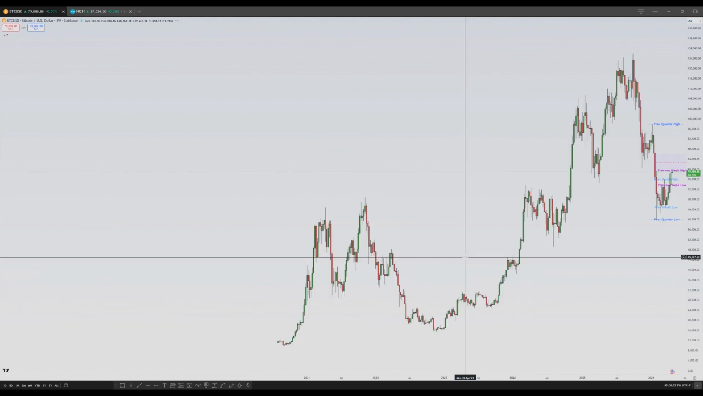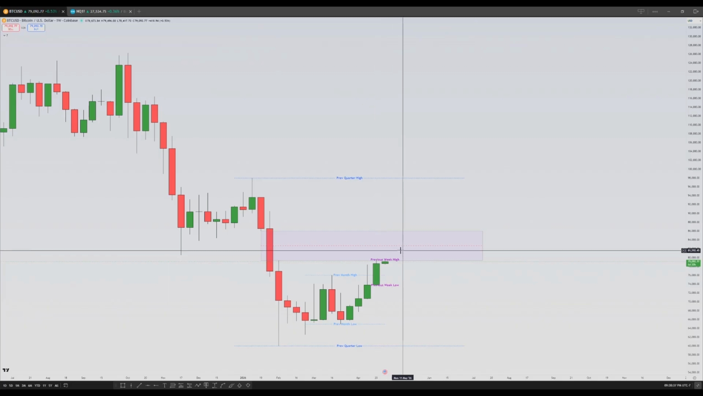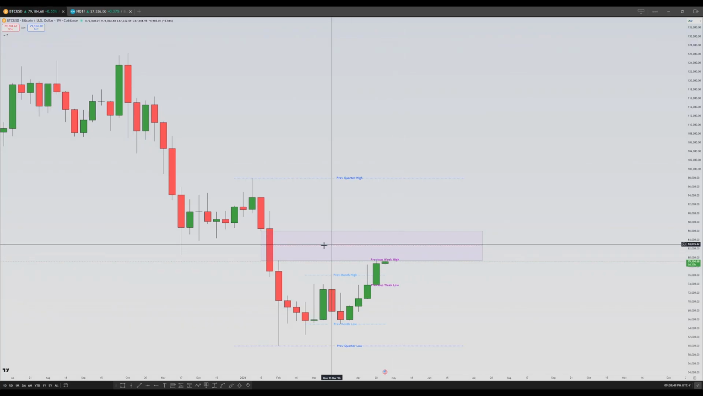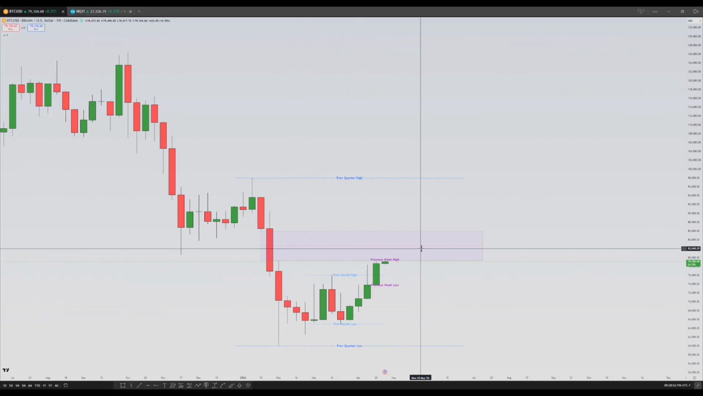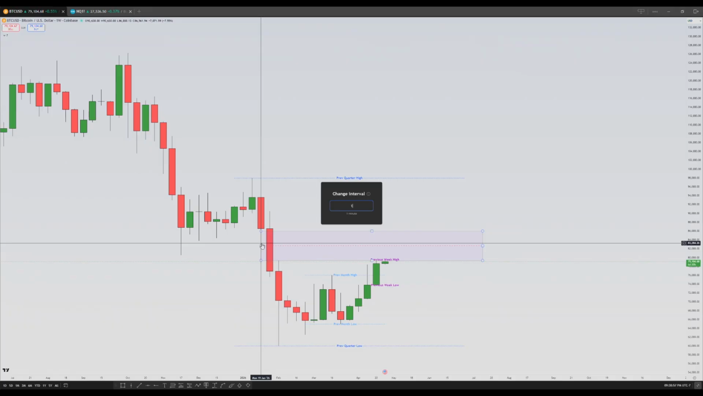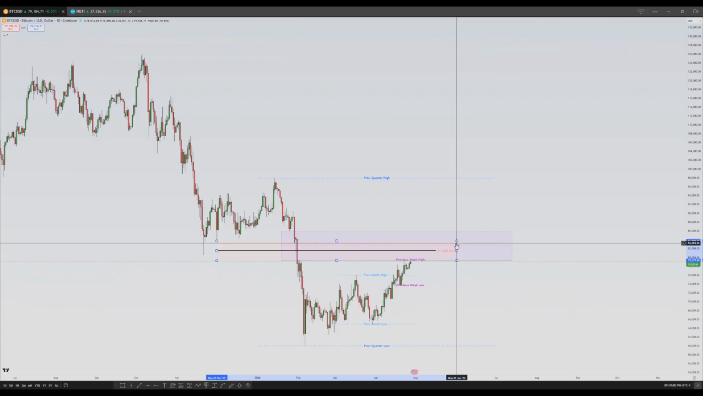Drop down to the weekly. Currently we're already inside of this shaded purple box, where we want to see some reaction from inside of this area, preferably closing below the dashed middle line of this shaded area to continue to support bearish prices.